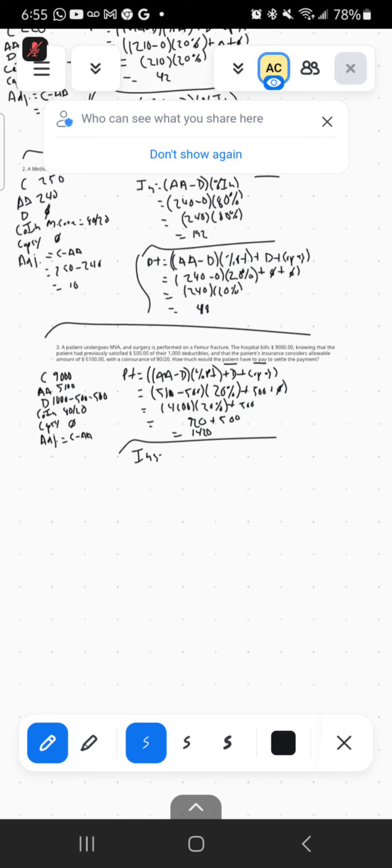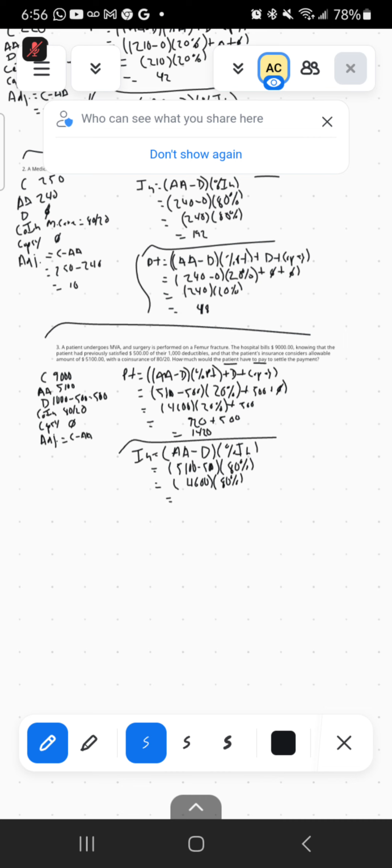So the insurance is going to pay the allowed amount minus the deductible, times the percentage for the insurance. If you want to do that, you just substitute the numbers. The allowed amount is 5,100 minus the 500 for the deductible, times the percentage, which is 80% for the insurance. So that is 4,600, and you multiply that times 80%.